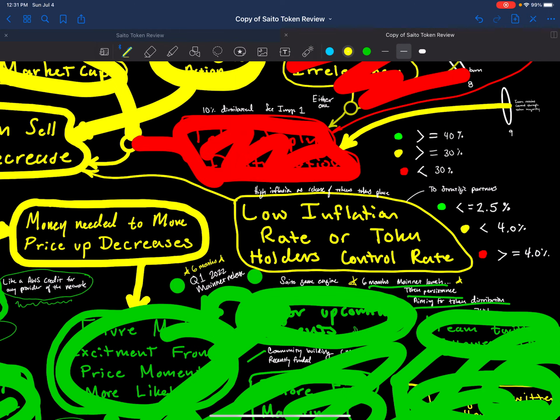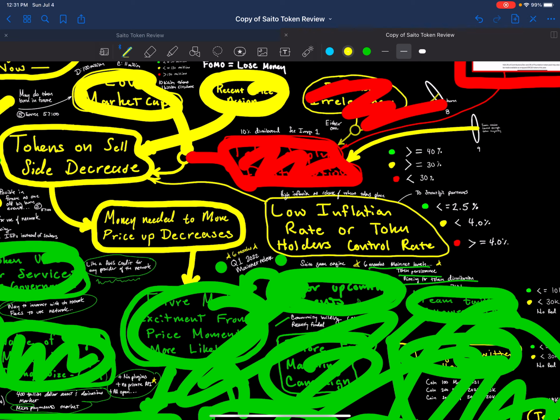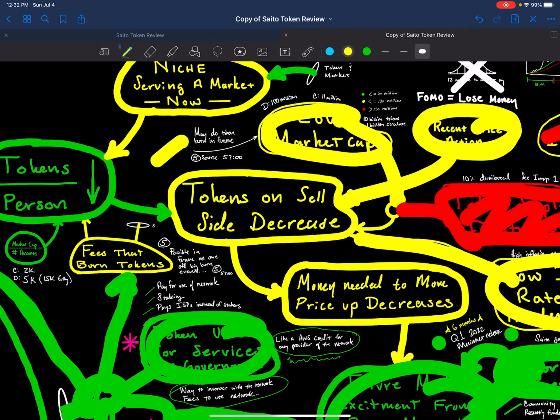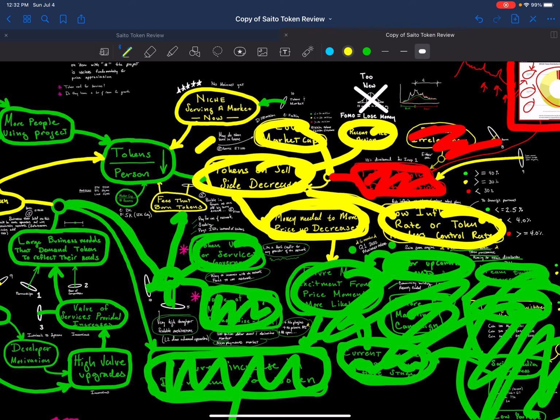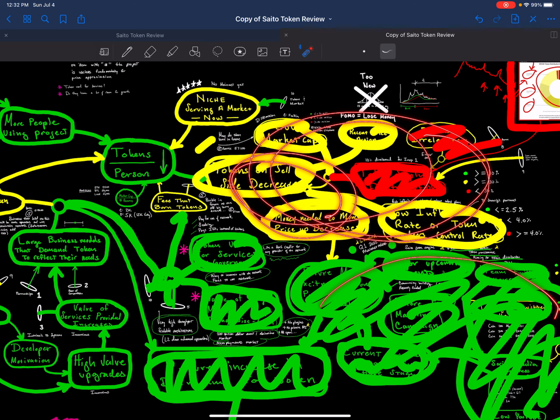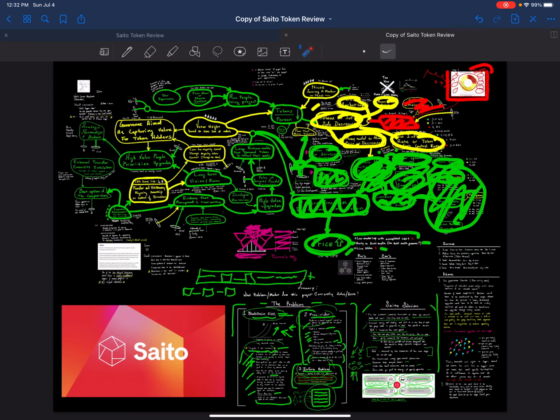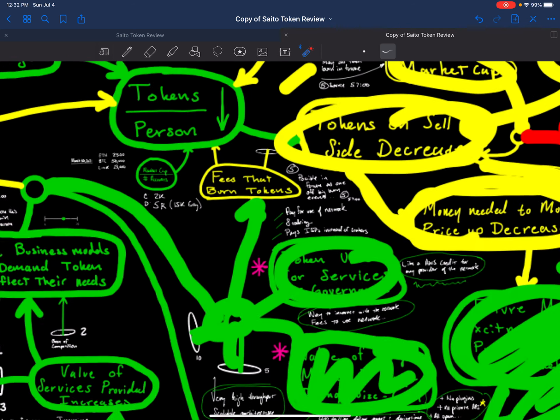Tokens are being distributed. Low inflation rate for token holders. So it's going to have a very high inflation rate as those tokens are released, with tokens on the sell side. So I think these are cautionary things, but because it's early, and because we're new with social media, I do think that it could get some price action in the future as this project aims to create awareness.